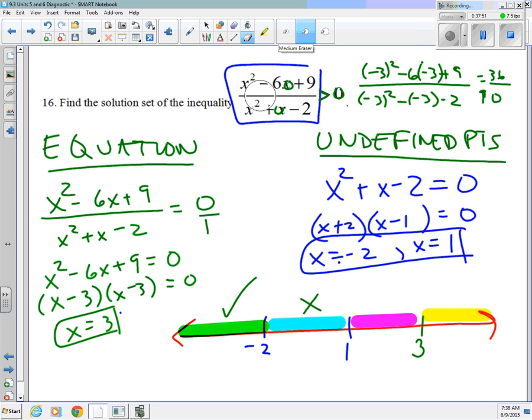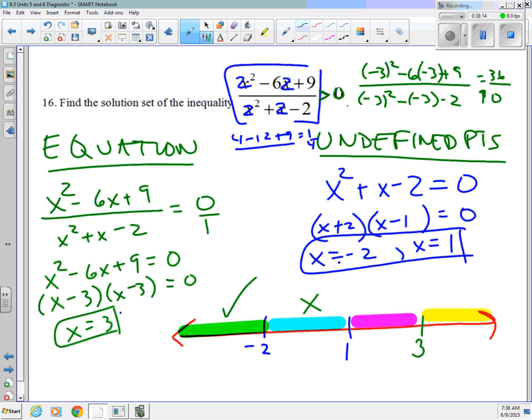Okay, now I'm going to test out a number on the pink chunk or purple chunk, which I'll call it 2. So I'll plug in 2 here. 2 squared is 4. 6 times 2 is 12, so I have 4 minus 12 plus 9. I get 1 on the top. On the bottom, I get 4 plus 2 is 6, minus 2 is 4. So I get a fourth. That chunk works.